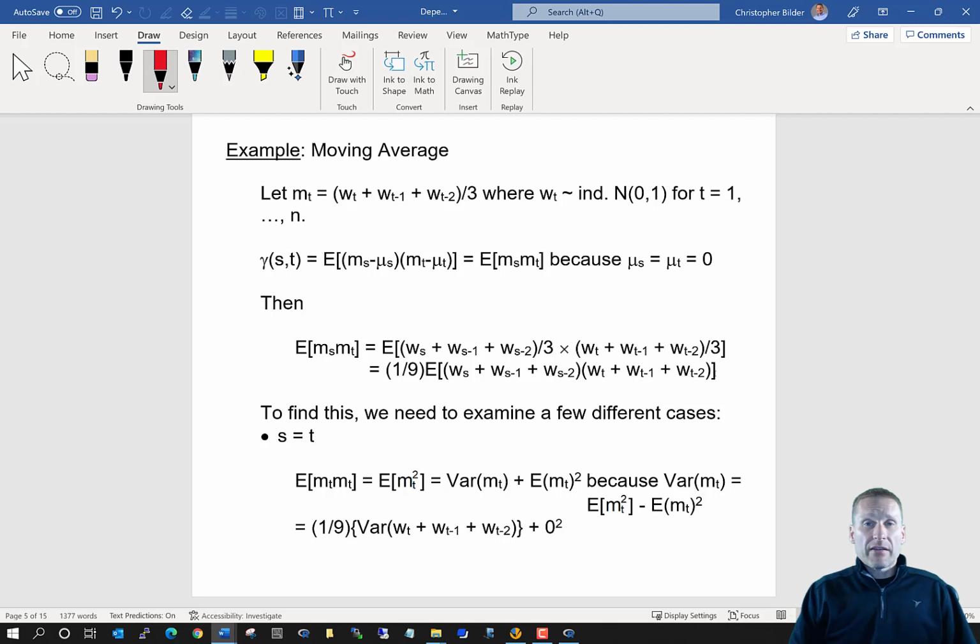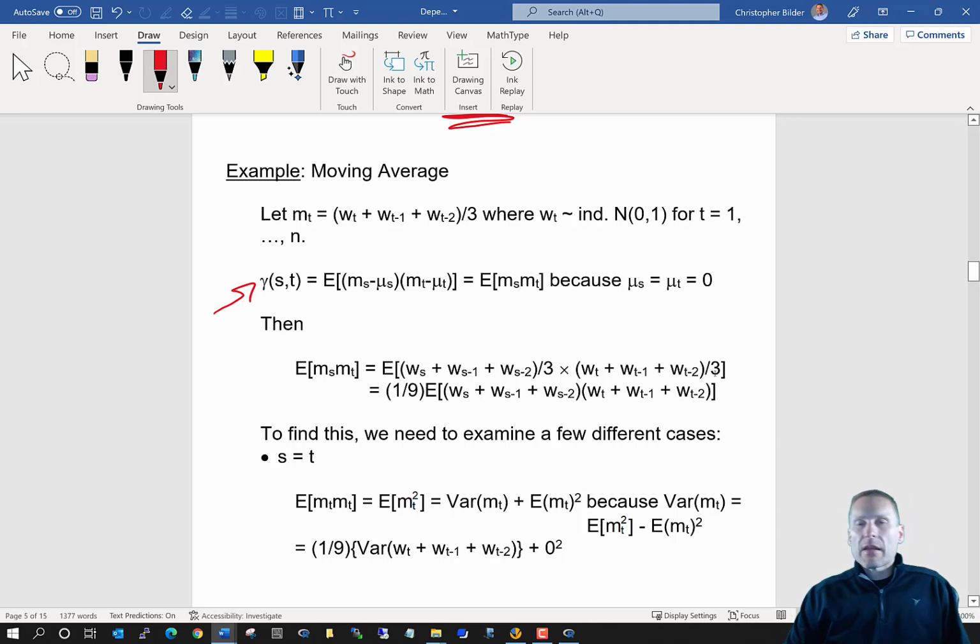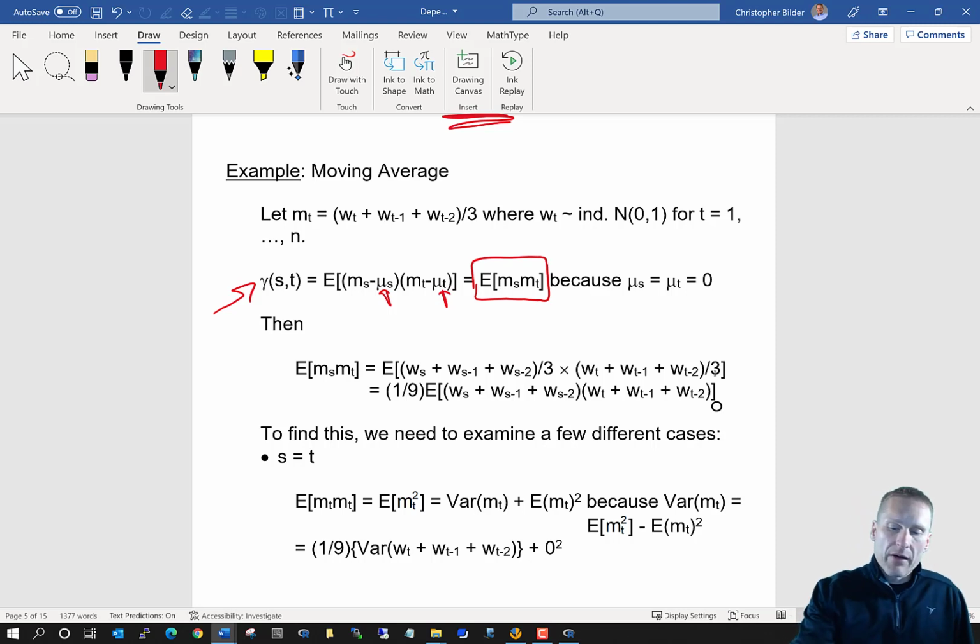You're going to see a lot of these proofs in our class, and you will be responsible for doing many of these proofs in our class as well. Okay, so let's take this step by step. Here's the definition of what my autocovariance function is in the context of these moving averages. Now, we just showed that mu sub t, or the mean, is equal to 0 for all possible values of t. So now our autocovariance function just simply ends up being the expected value of m sub s times m sub t. So let's write this out.